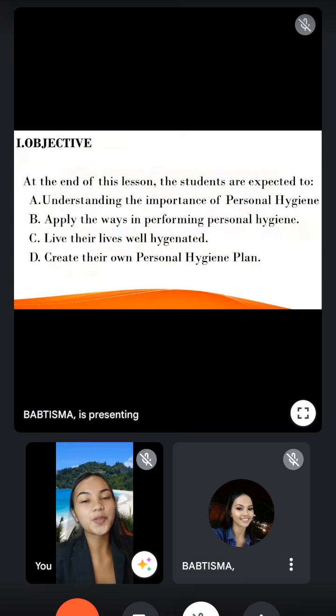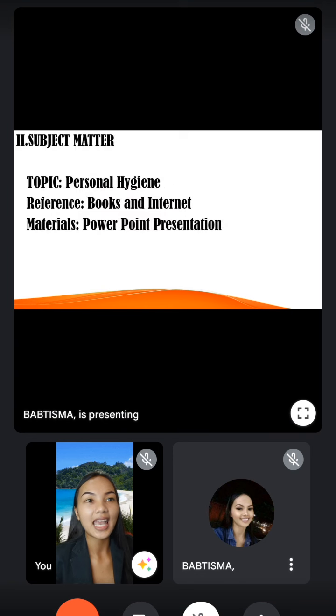So, first is objective. At the end of this lesson, the students are expected to understand the importance of personal hygiene, apply the ways in performing personal hygiene, live their lives well hygienated, create your own personal hygiene plan. Next, subject matter. Topic, personal hygiene. Reference, books and internet. Materials, PowerPoint presentation.